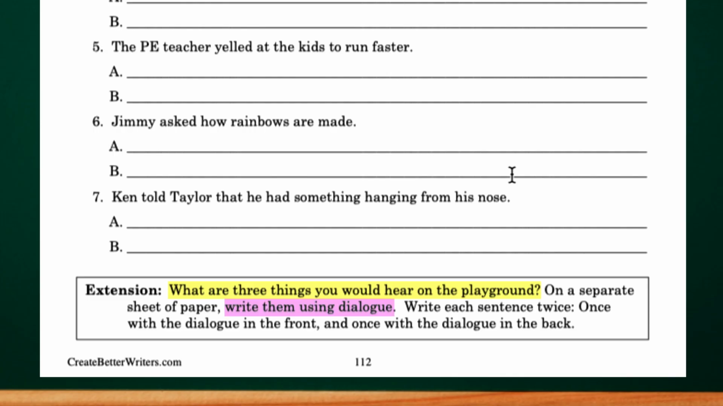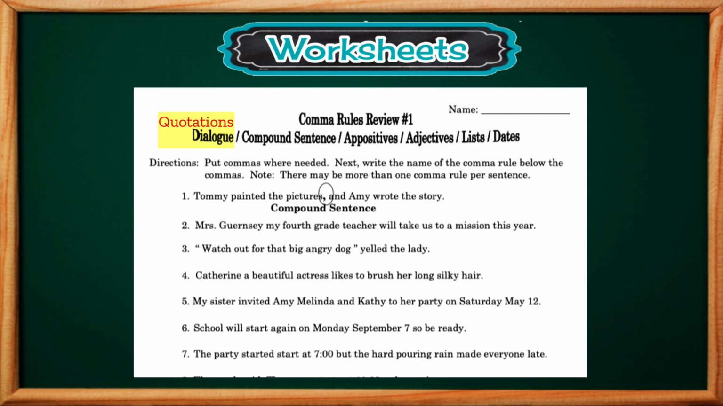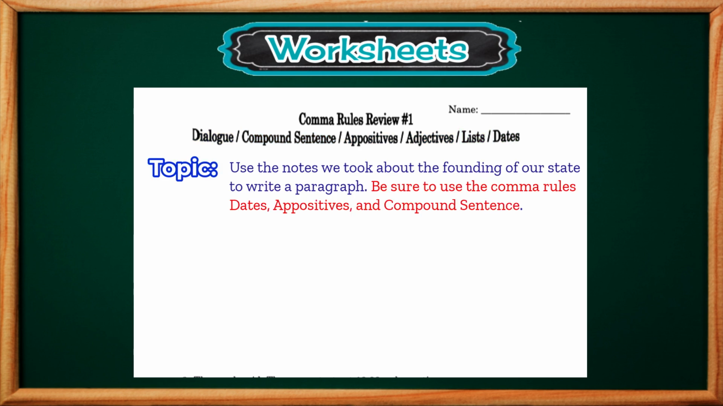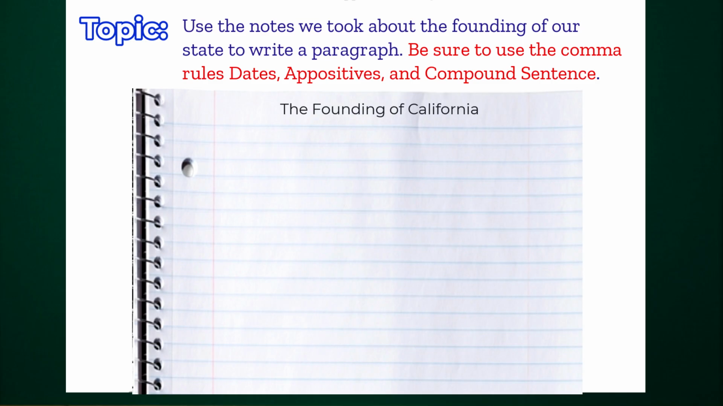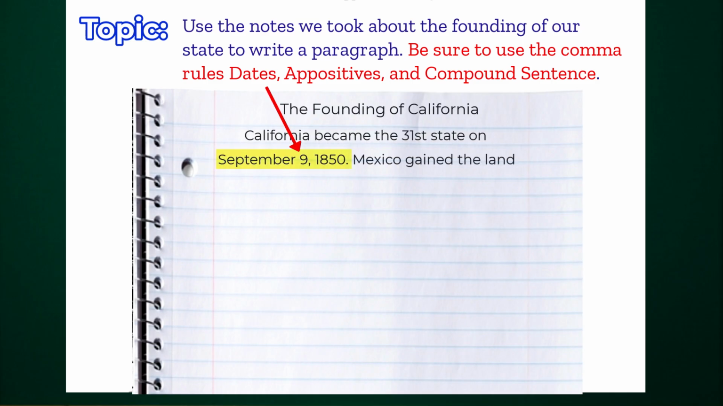That's why each comma rule has a name, like quotations or compound sentence, appositives, adjectives, lists, dates. When you give a writing assignment, all you need to do is require that they use 2 or 3 comma rules, and the students start getting into the habit of writing these different types of sentences. It really helps them add variety to their sentences.